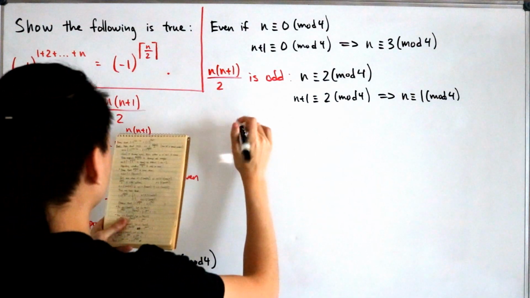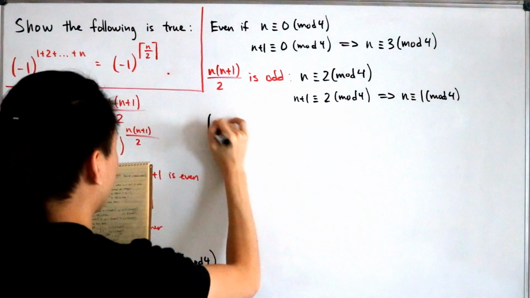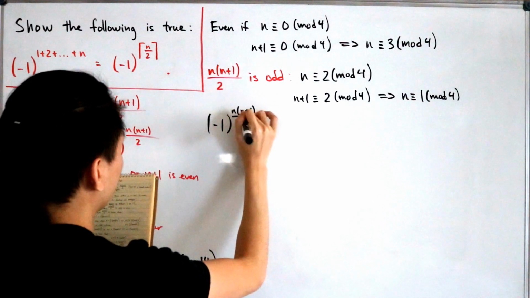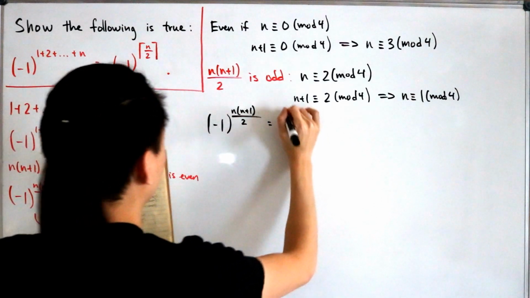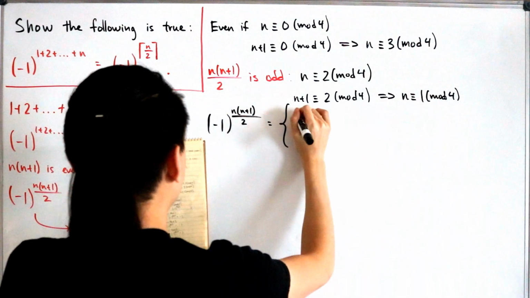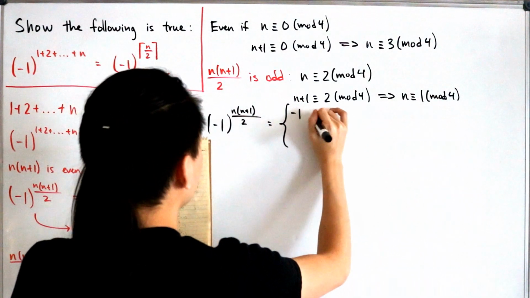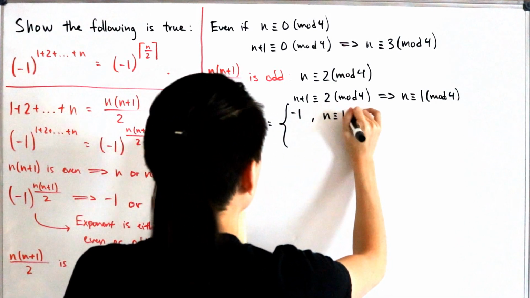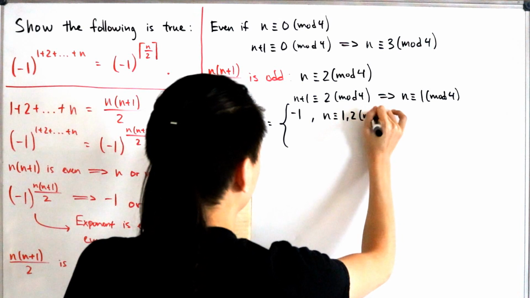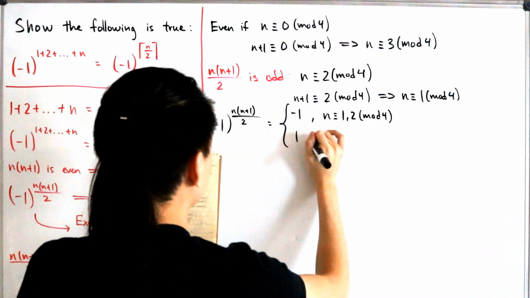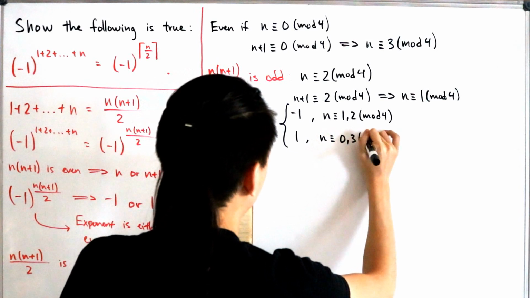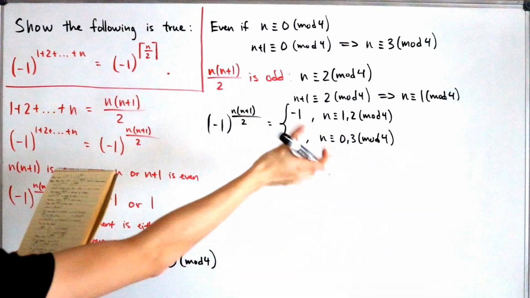Then now we can also come to the conclusion and say the following, that negative 1 to the power n times n plus 1 divided by 2 is equal to the following two numbers. We have that it's going to equal negative 1 if n is congruent to both 1 or 2 mod 4, and it's going to equal positive 1 if n is congruent to 0 or 3 mod 4. So we have that established.